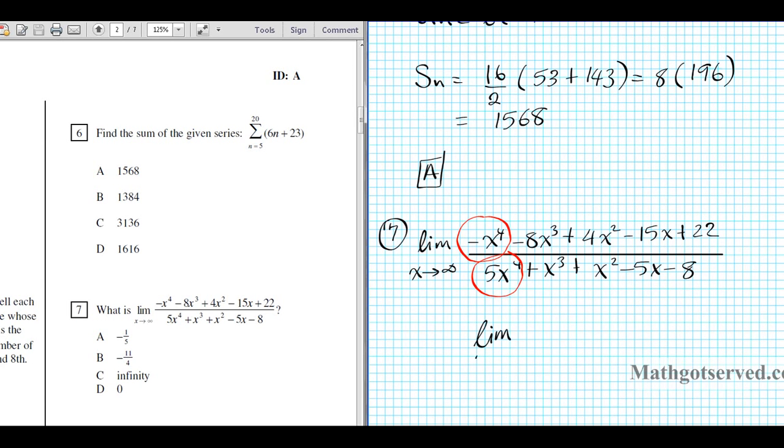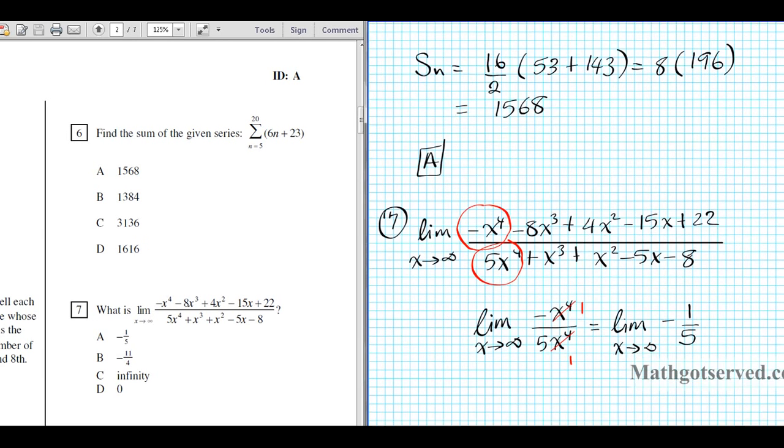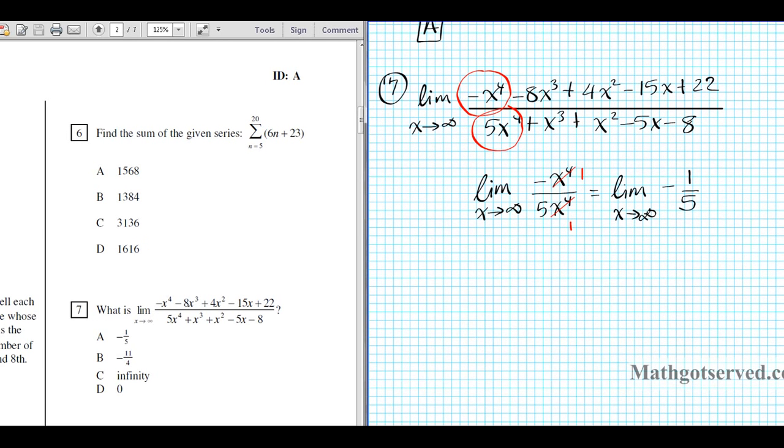So we're going to take the limit as x approaches infinity of negative x to the 4th over 5x to the 4th. So the x to the 4th goes here once, x to the 4th goes there once, and then you're going to have the limit as x approaches infinity of -1 over 5. Since there's no more variable here, this value is independent of where x goes, so your final answer is simply going to be -1 over 5. So we can clearly see that our answer is option letter A. All right, let's move on to question 8.